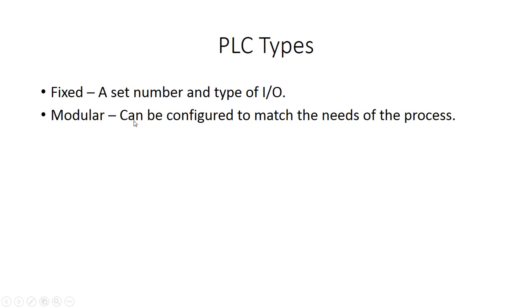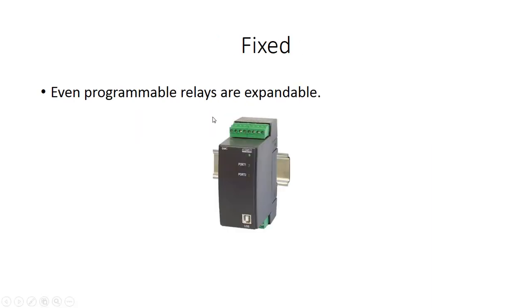Modular, on the other hand, can be configured to match the needs of the process. What this means is there's slots, and so if you need a lot of inputs, you put in a lot of input modules. If you need a lot of outputs, you put in a lot of output modules. Analog, digital, AC, DC, whatever you want. So modular is a little bit more expensive, but a little more versatile.